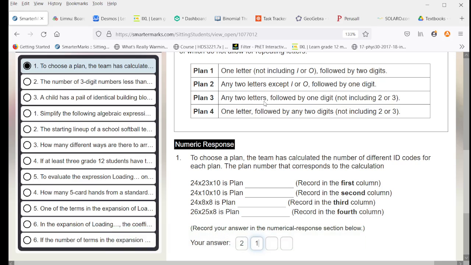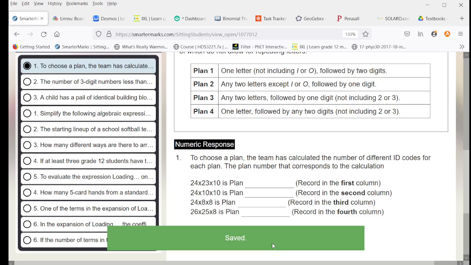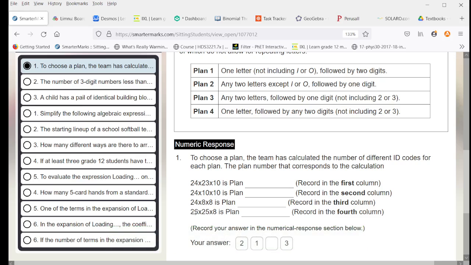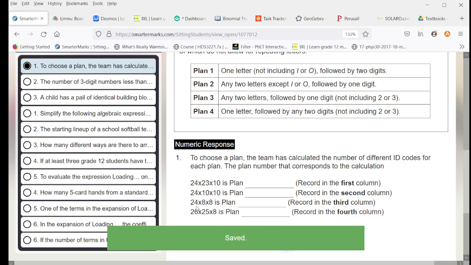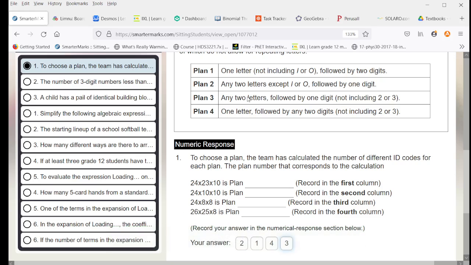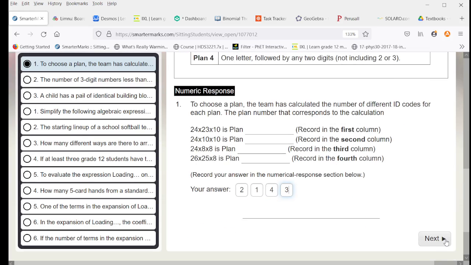Now any 2 letters, followed by 1 digit, not including 2 or 3, that would be our last plan, or the last pattern here. Because that's the entire alphabet, the one we didn't use, and then the other 2 left. By process of elimination, the third column should be 4, 24, 8, 8. That's any 1 letter, followed by any 2 digits. So this looks like they forgot the I or O part of that.